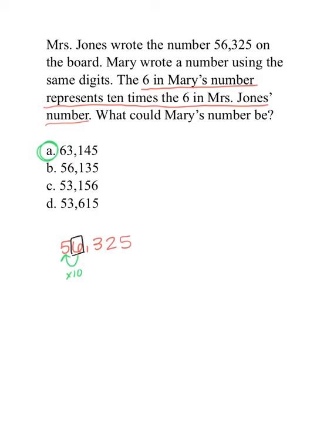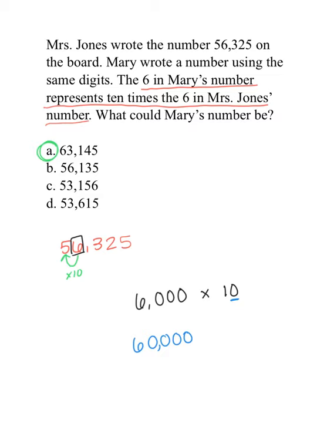If I have this 6, I know that its value is 6,000. I want the 6 in Mary's number to be 10 times that. If I'm multiplying by 10, I'm just adding a 0 to the number. So that becomes 60,000. So I want to look for a number where the 6 has a value of 60,000, which would be A, 63,145.